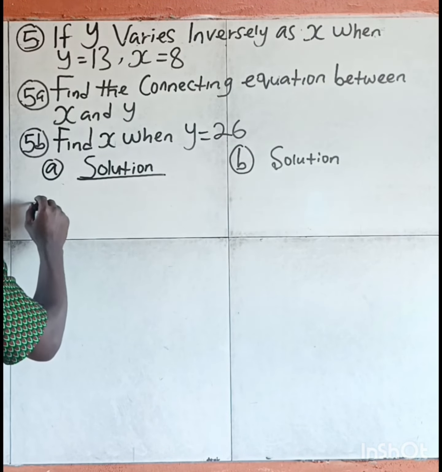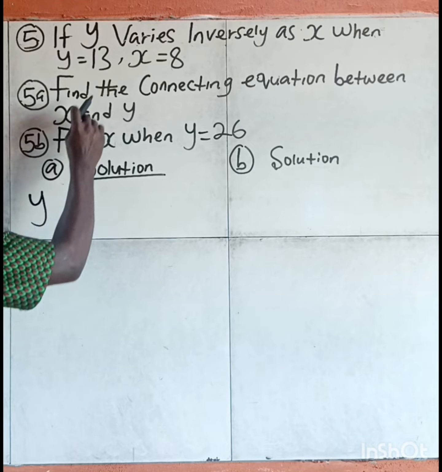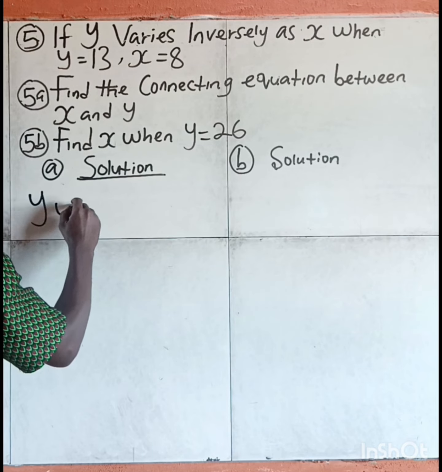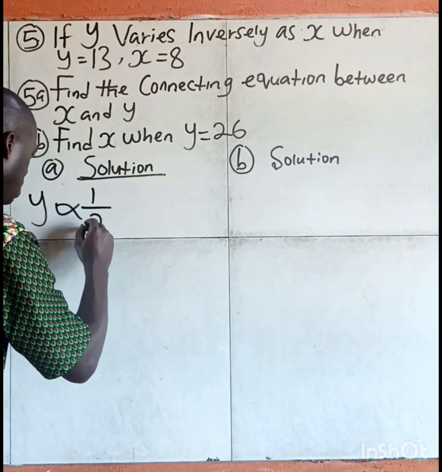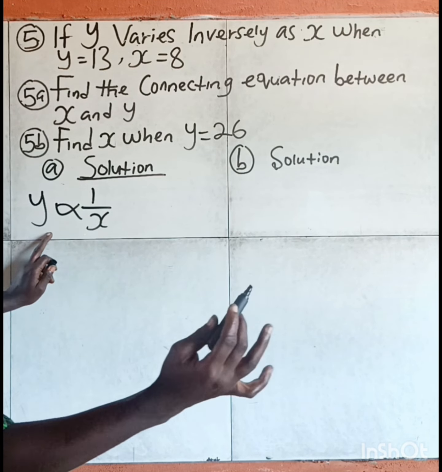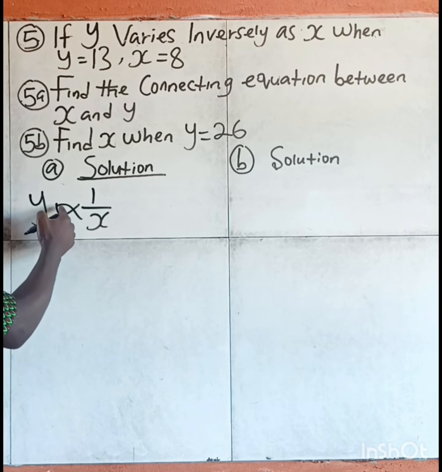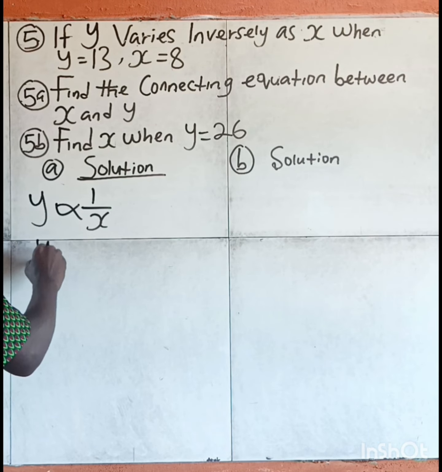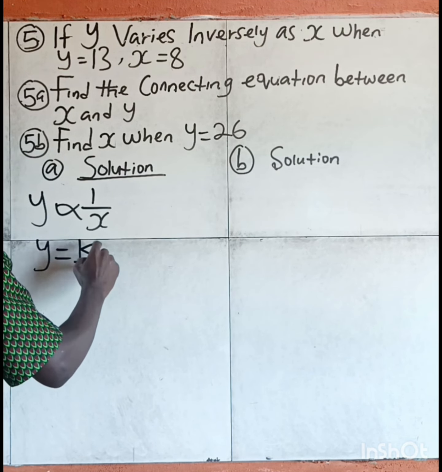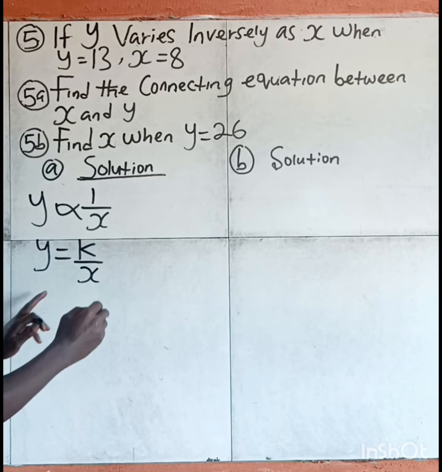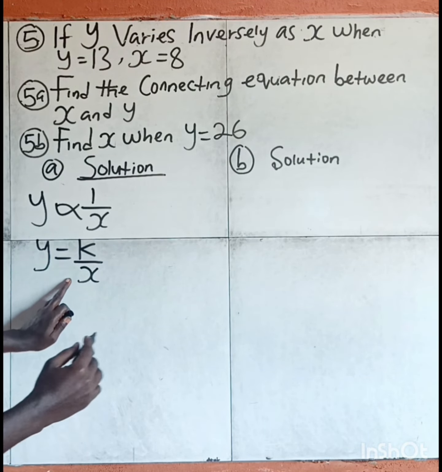If y, so I'm going to write my y first, varies, I'm going to write the symbol, inversely as x. So you can clearly see for yourself. The next thing I'm simply going to do is turn this symbol to an equal to sign. So it becomes y equal to, I'm going to introduce a constant, k over this x here. So this becomes the formula I'm going to use all through.